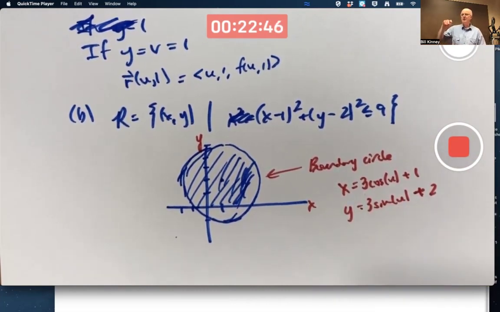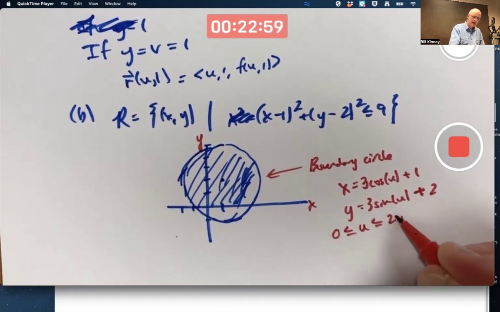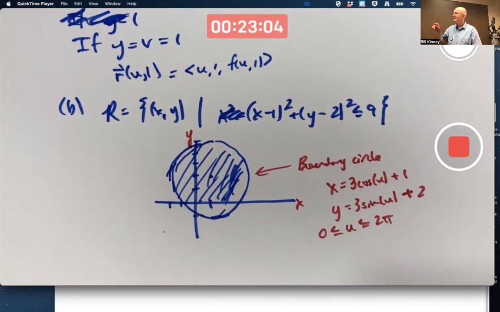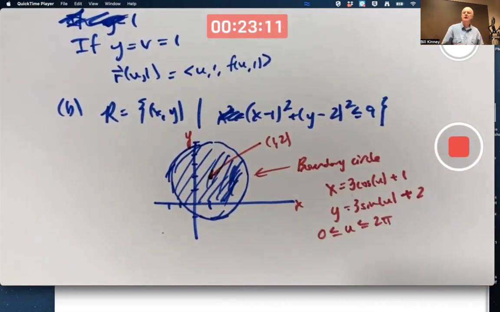The 3 cos u, 3 sine u would parameterize a circle of radius 3 centered at the origin as u goes from 0 to 2 pi. By adding 1 to x and adding 2 to y, we parameterized the circle centered at the point 1, 2. But that's only the boundary. How do we parameterize the entire disk, the boundary circle and what's inside?